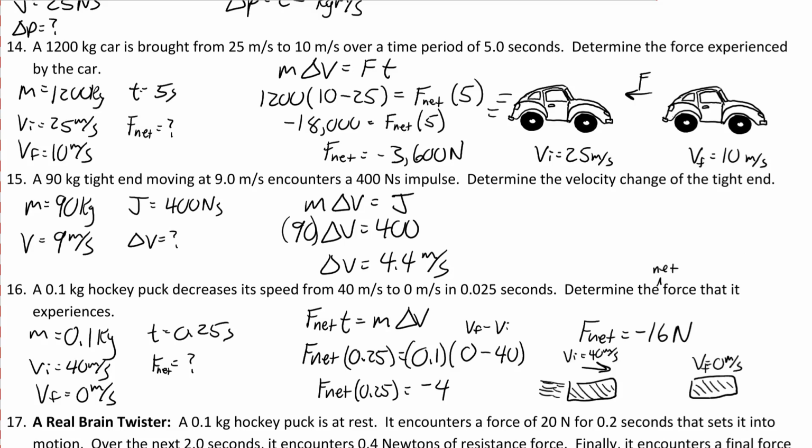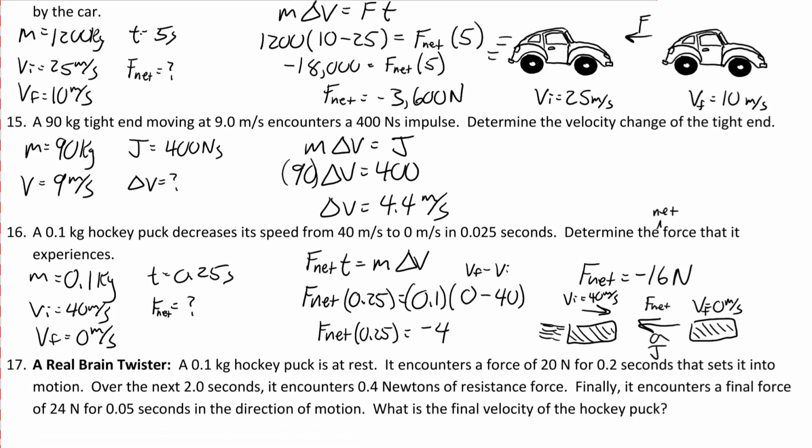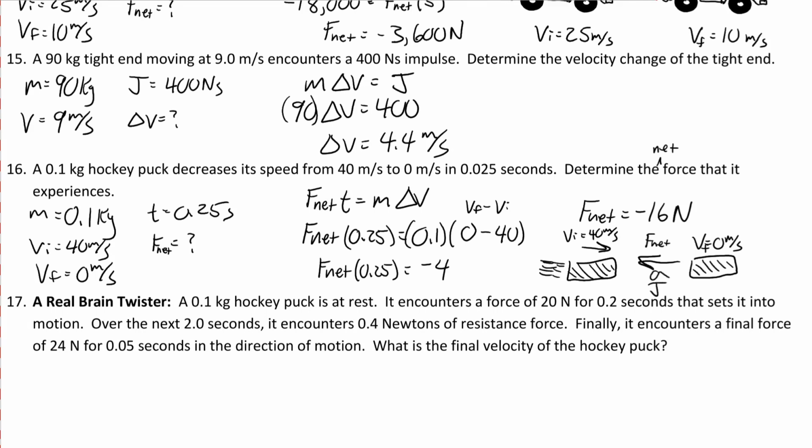There must have been a force acting in the negative direction, to the left, in order to slow it down and give it that acceleration in the negative direction. So the net force, the acceleration, and the impulse are all pointing to the left. There are just three different ways to think about why this thing is slowing down.